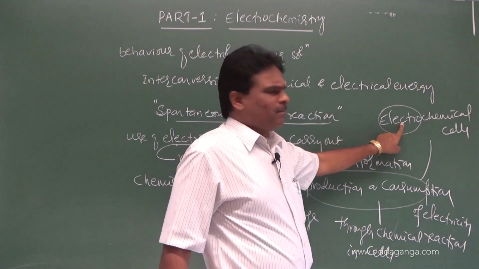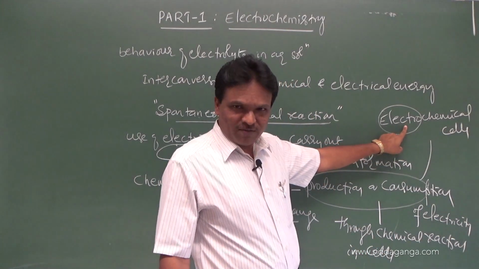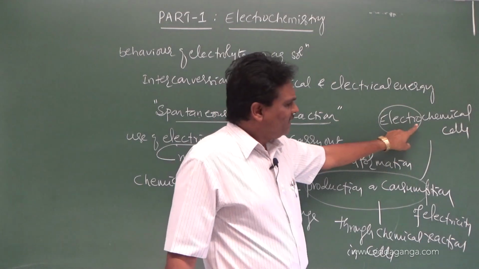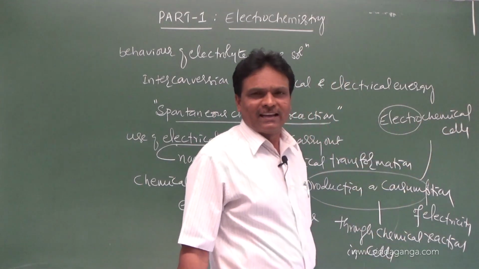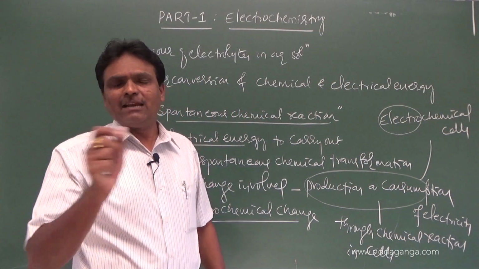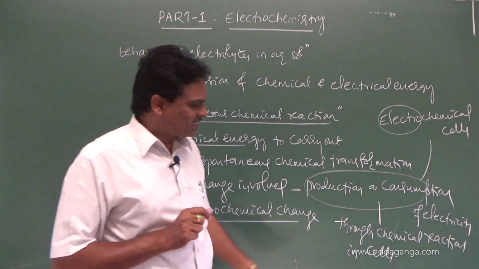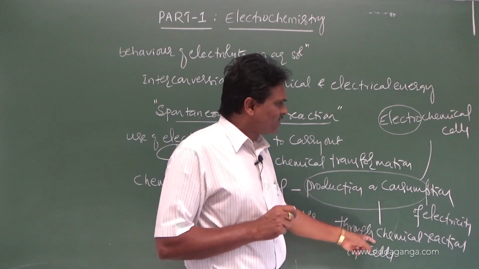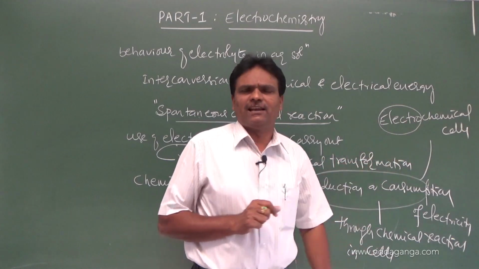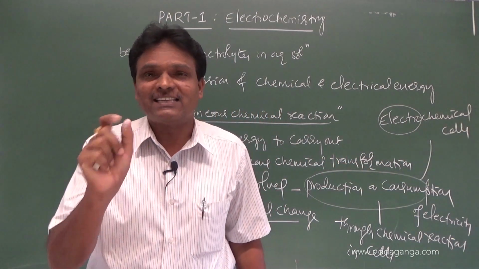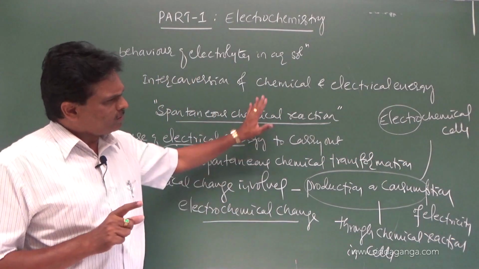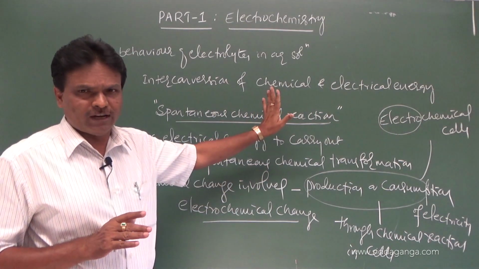Electricity, production or consumption of electricity. In case of chemical reactions, that can be done by using a device called a cell, then that is called an electrochemical cell. Is it clear? Each point here is asked for one mark each, so remember it well.